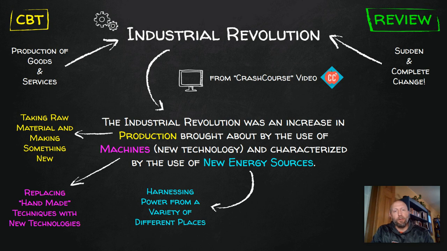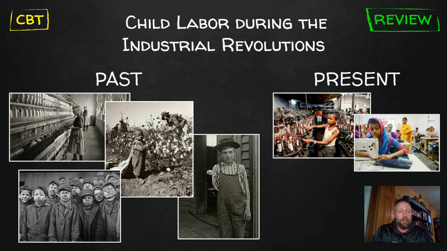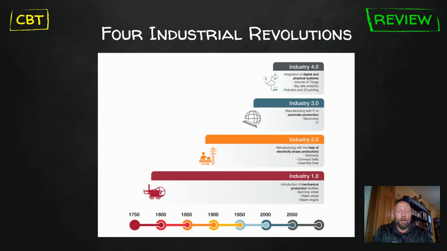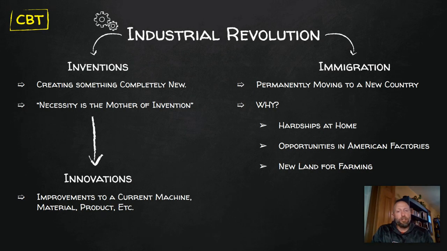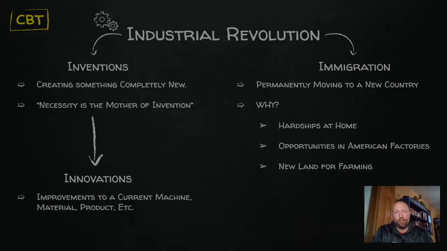Before we continue with our learning, I wanted to just take a minute and review what we talked about last week. The Industrial Revolution was an increase in production through the use of new machinery, new technology, and new energy sources. A big thing to understand during the Industrial Revolution was the use of child labor, and that is in the past and also currently in the present. And then I wanted you to understand that there are some different industrial revolutions going on within the larger increase in technology. Today, for the Industrial Revolution, we want to focus on inventions and immigration.